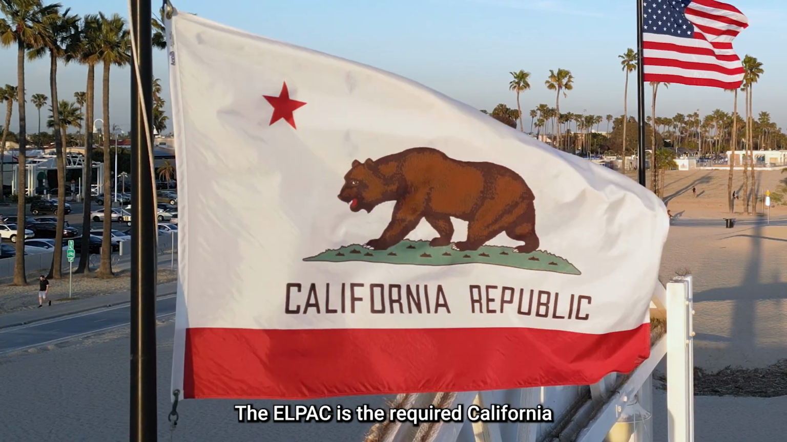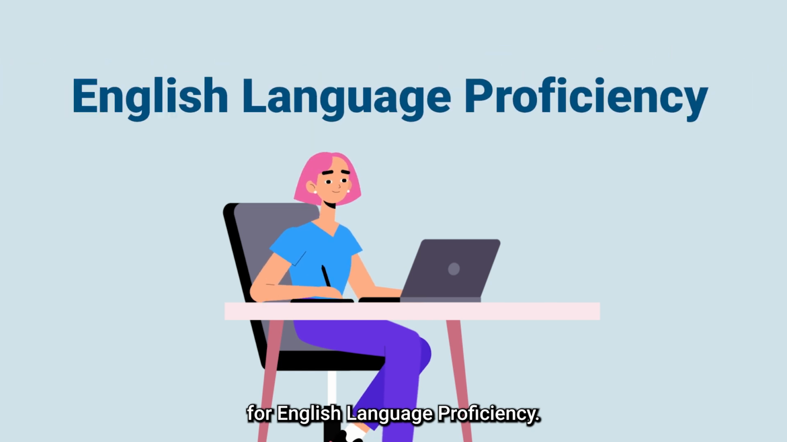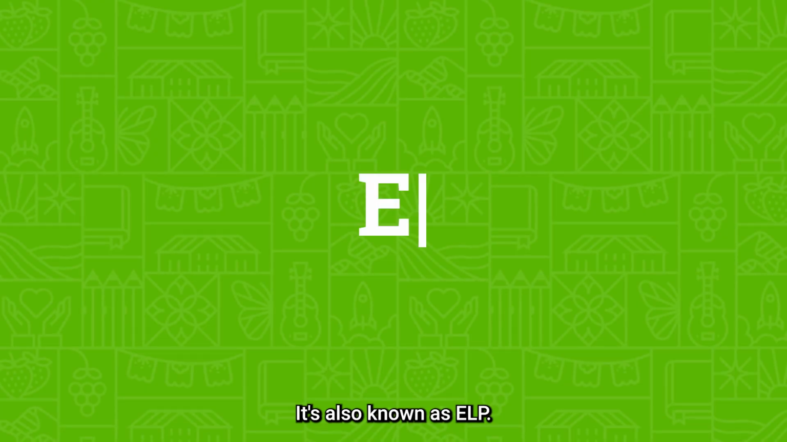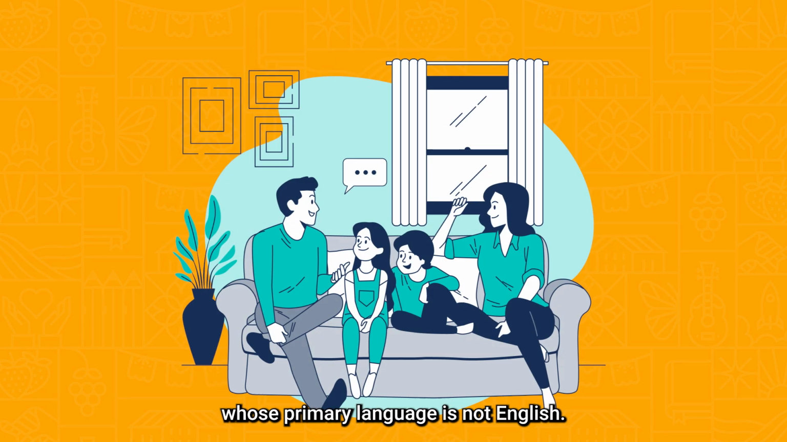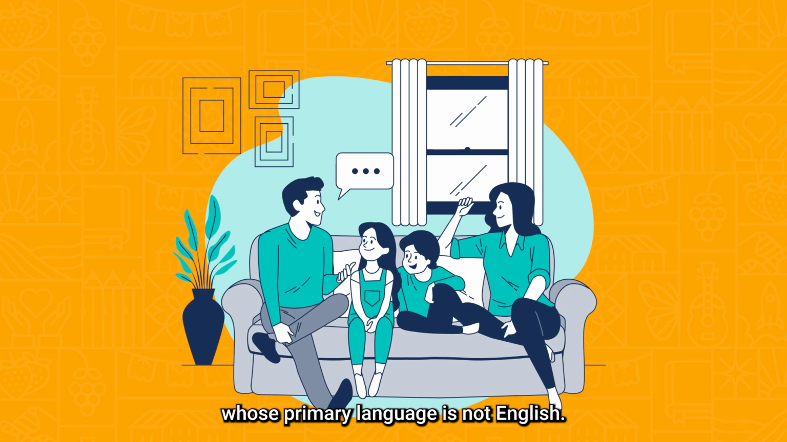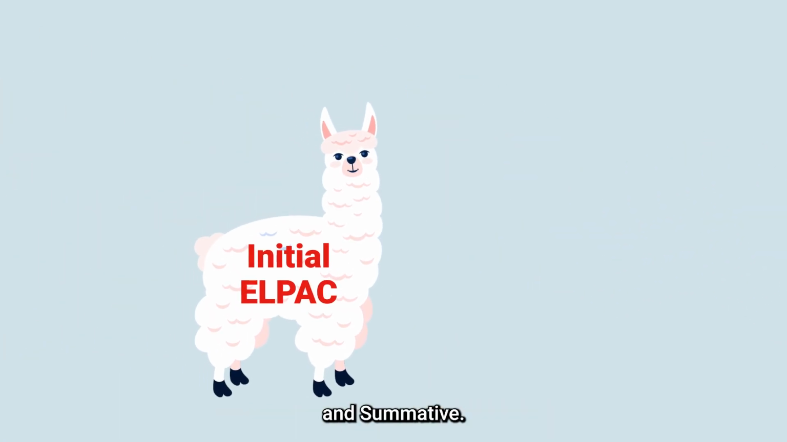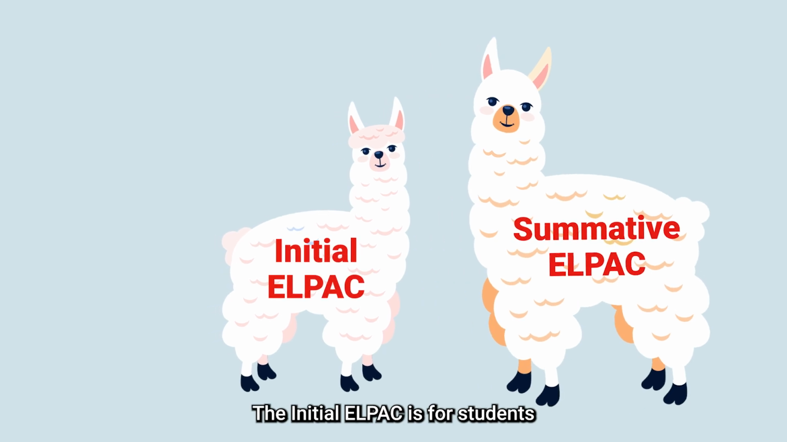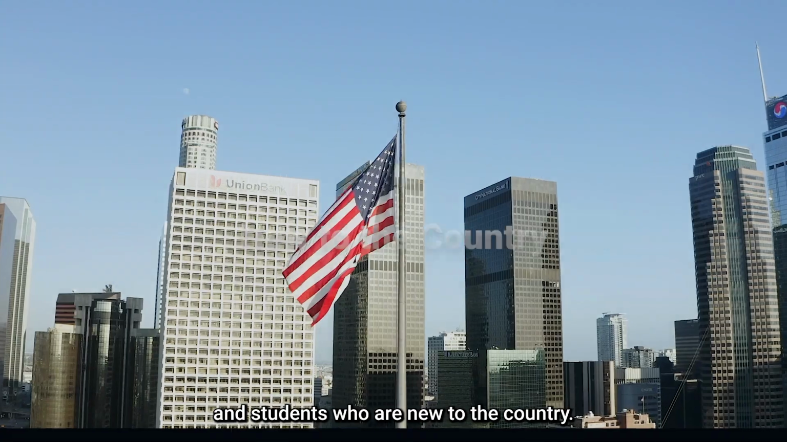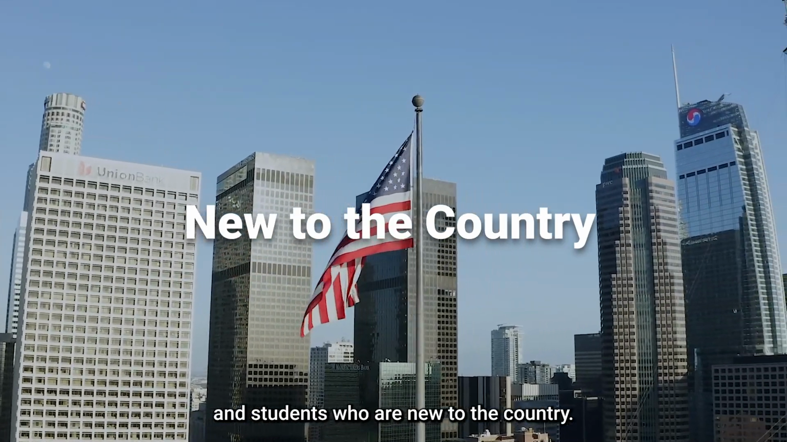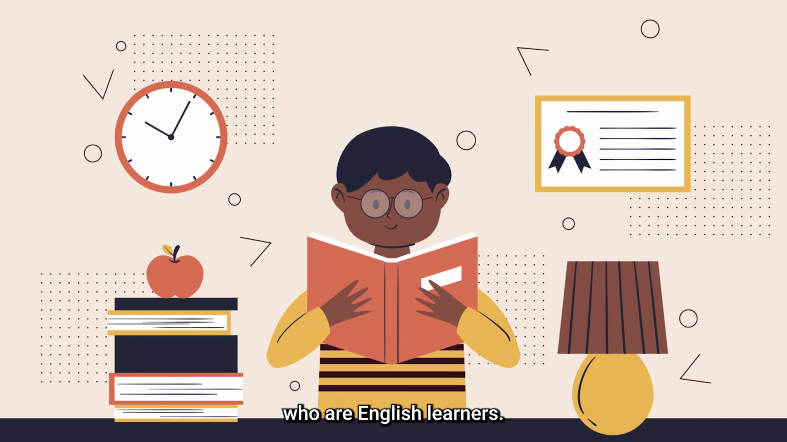The ELPAC is the required California state test for English language proficiency. It's also known as ELP. The ELPAC test is given to students whose primary language is not English. There are 2 parts to the ELPAC, initial and summative. The initial ELPAC is for students who are new to California and students who are new to the country. This helps us identify students who are English learners.